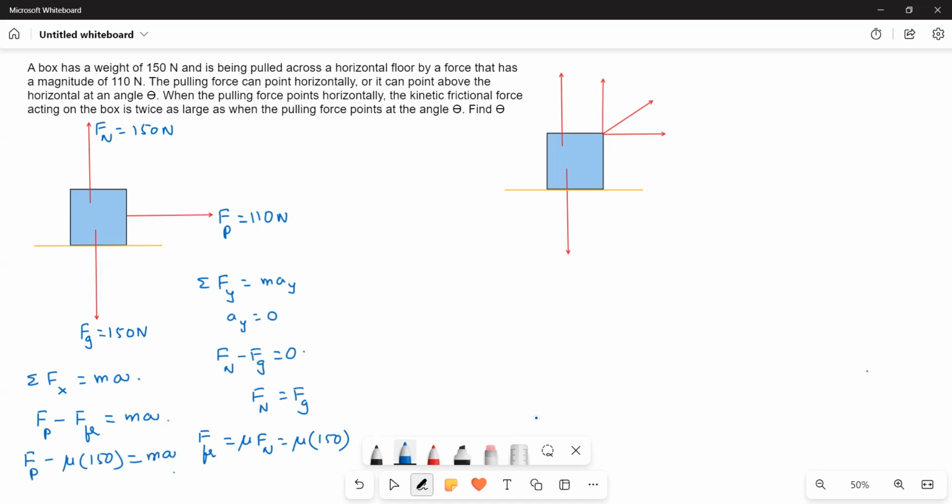This is the one thing. Here we need only this one, friction. F friction is equal to mu Fn, that is mu times 150. Okay, now coming to the second part. The pulling force can point horizontally or it can point above the horizontal at an angle theta. Okay, this is the horizontal one. We did some mathematics here. Now the second one is it can be at an angle theta. So here it is the angle theta. This is the F pull.